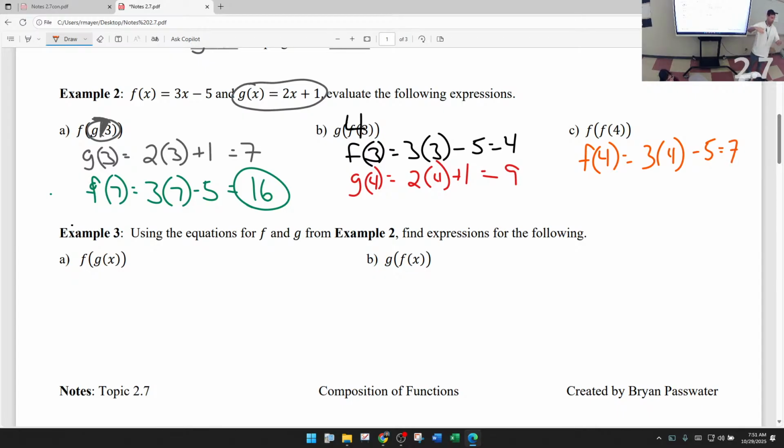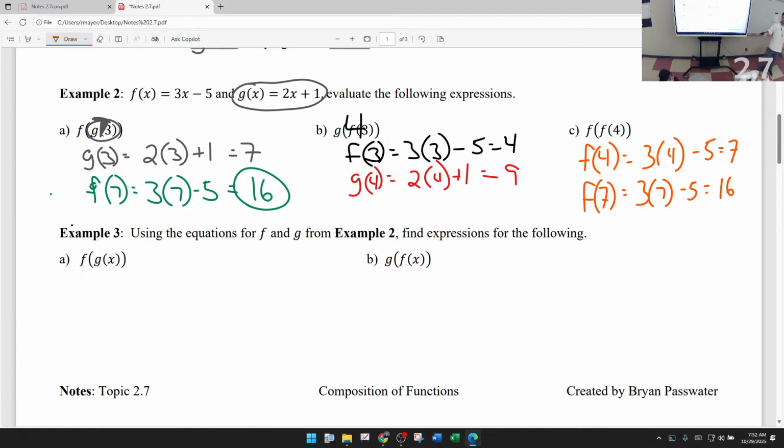And so now I just got to do f of 7. These get to be a little confusing when you start plugging in themselves. So f of 7 now is going to be 3 7s minus 5. And 21 minus 5 is 16.